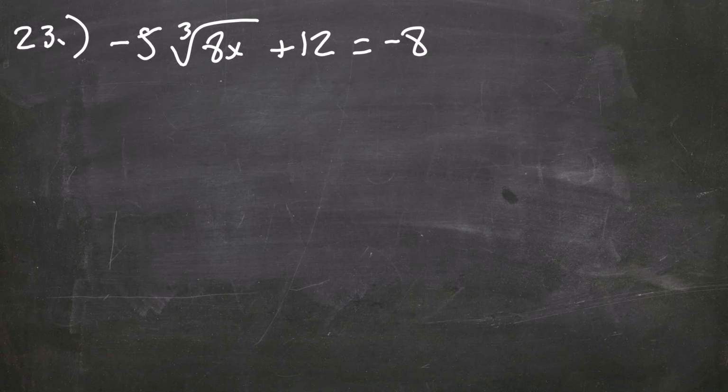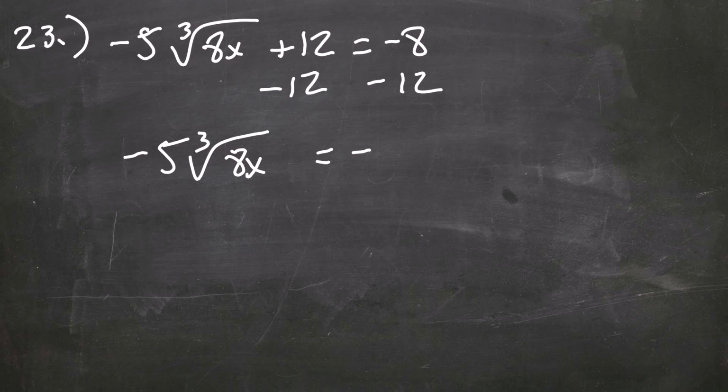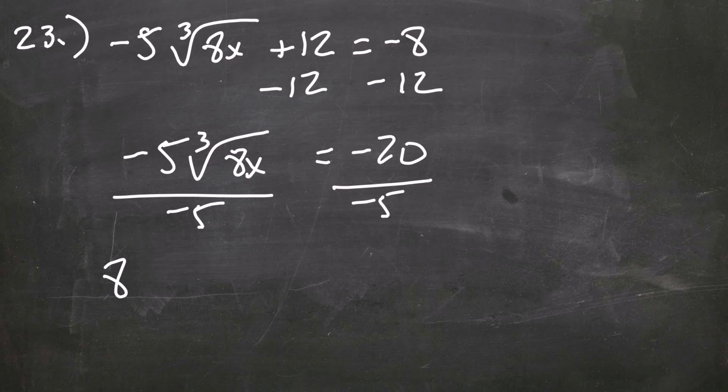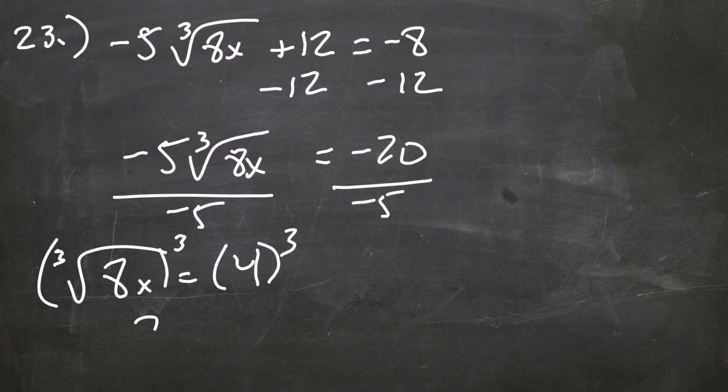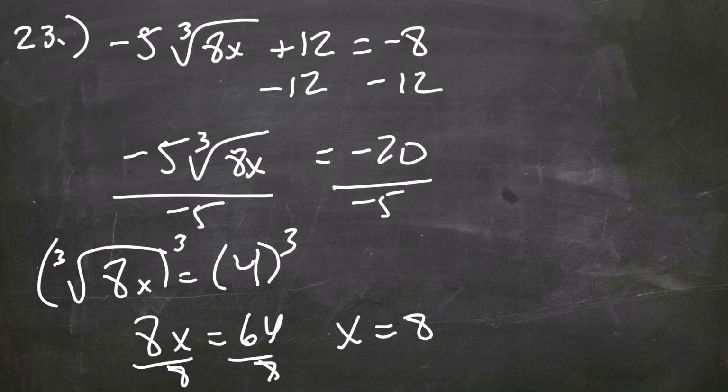Alright, 23. We have negative 5 times the cube root of 8x plus 12 equals negative 8. So once again, I have to get rid of everything around the radical. I always get rid of addition first. So I say negative 5 cube root of 8x equals negative 20. Now I divide by negative 5. I get the cube root of 8x equals positive 4. I cube both sides. 8x equals 64. I divide by 8. I get x equals 8.